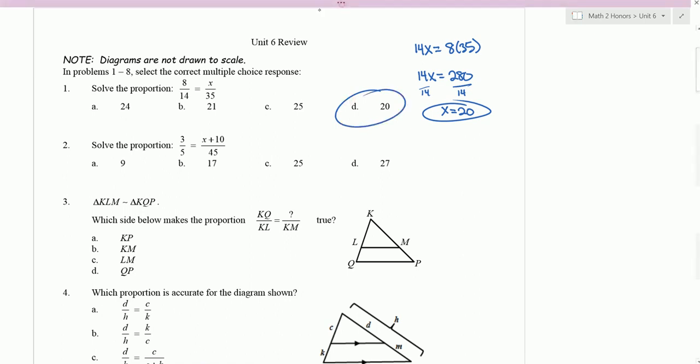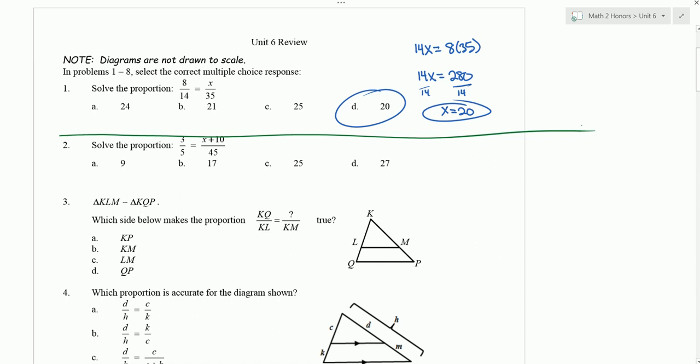Number 2. Again, we have a proportion, so we can cross multiply. We're going to multiply the 5 times the x plus 10. So 5 times the whole x plus 10, so I'm going to put the x plus 10 in parentheses, is equal to 3 times the 45. Distribute 5 times x, 5 times 10 is equal to 3 times 45, which is 135.